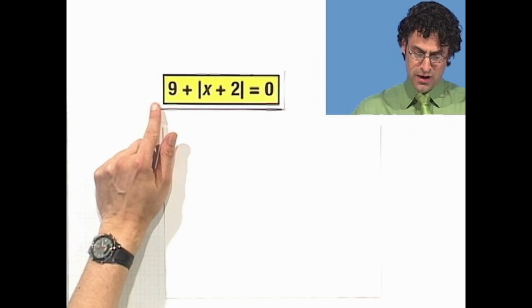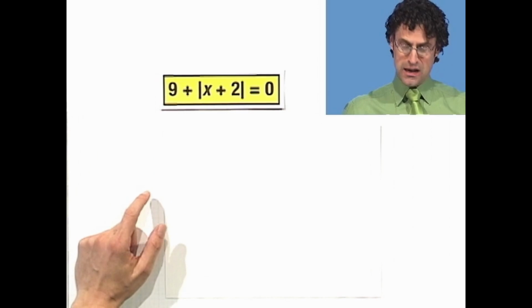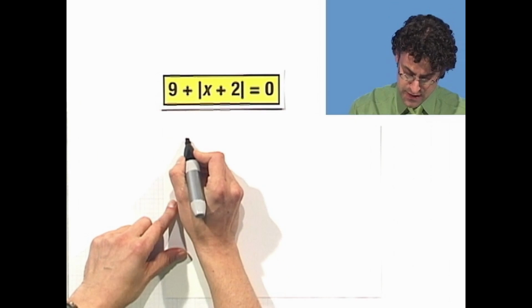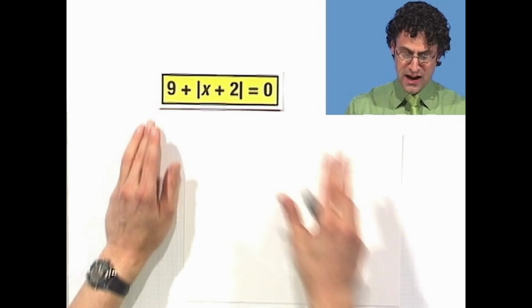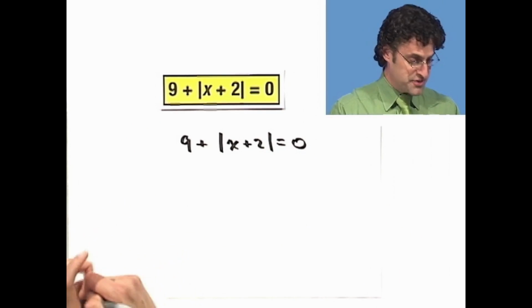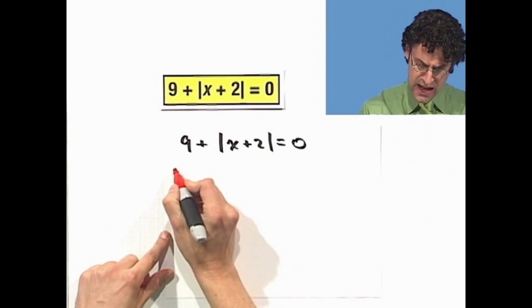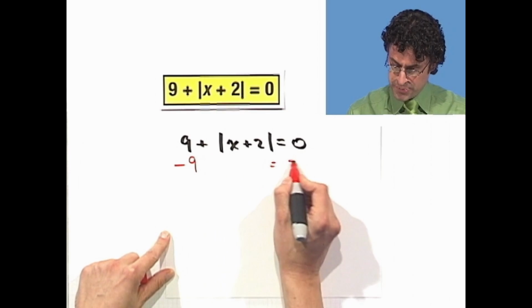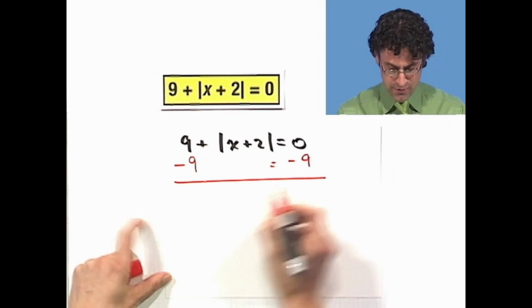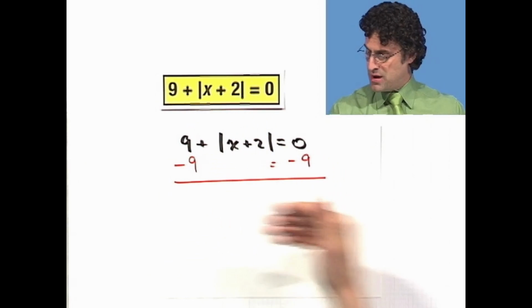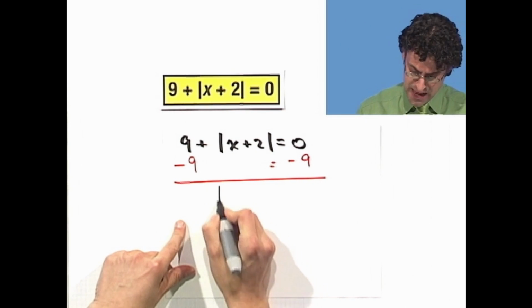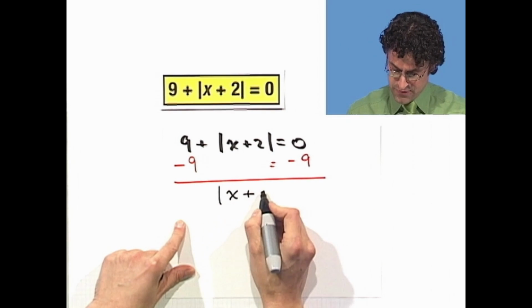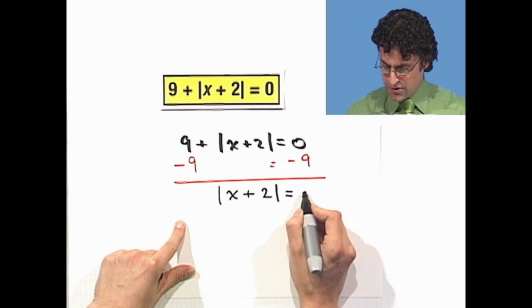So in this case, I want to undo the adding of the 9. And so what I do here is I take 9 plus the absolute value equals 9, and I'm going to want to now subtract 9 from the left, and therefore, ergo, subtract 9 from the right. When I do that, on the left, 9 minus 9 is 0. That's a happy day. I have absolute value of x plus 2 equals 0.